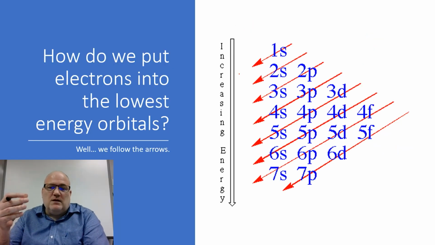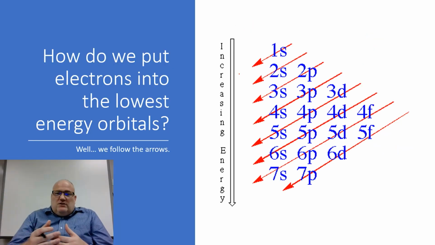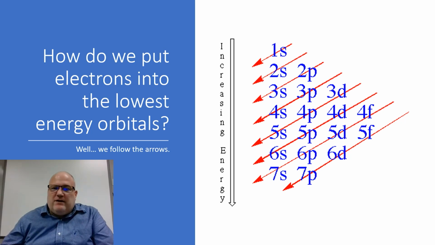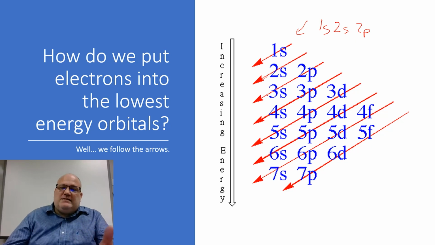Now, how do we put electrons in the lowest energy orbitals? Well, we follow these arrows. If you take a look here, this is something that's going to be with us at all times. If we follow the arrow from tail to head, it fills the orbitals up from lowest energy to highest. So the first orbital we'd run through, wouldn't it be the 1s? And then once we get through the 1s, wouldn't we have the 2s? And then after the 2s, wouldn't we hit a set of 2p orbitals? And this is how we're going to track where we put electrons in orbitals.